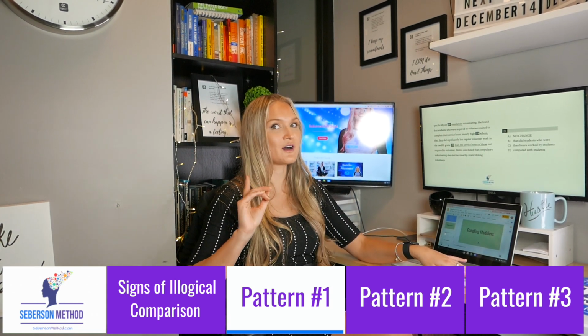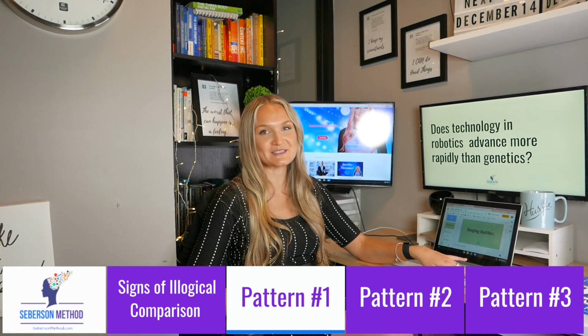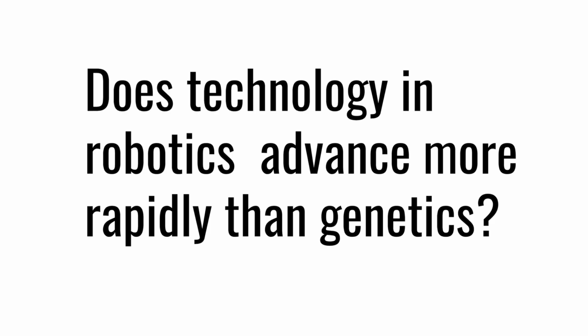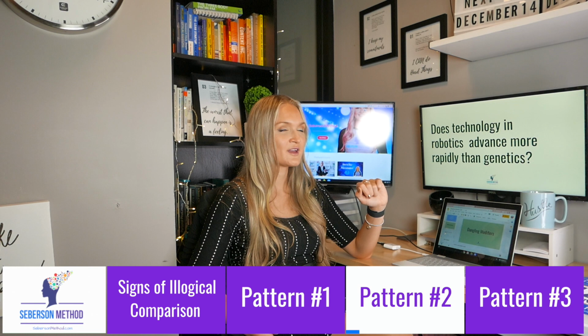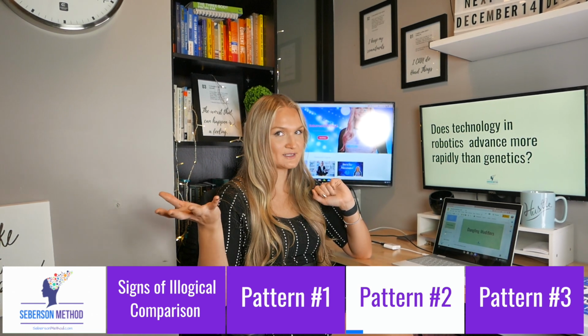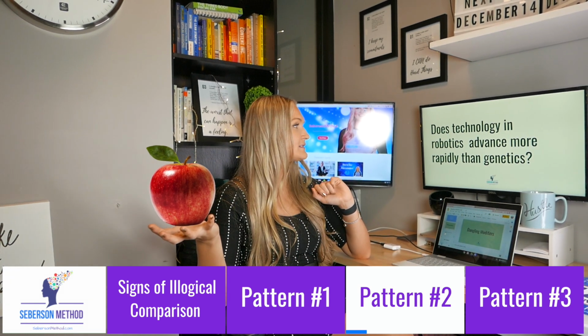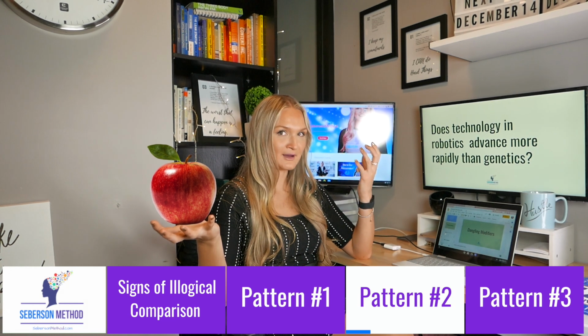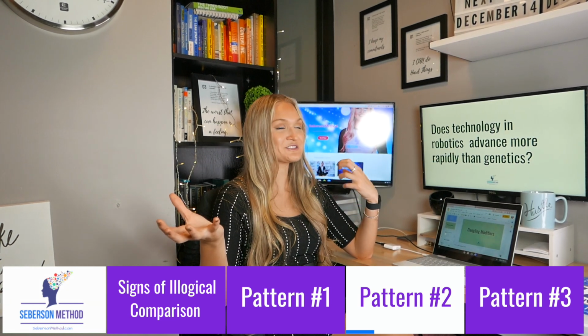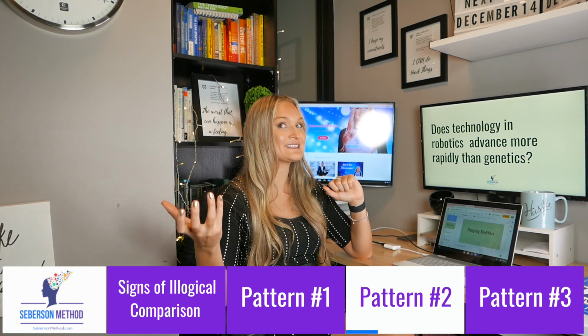Next type of approach, illogical comparison, is going to be tested. Let's first take a look at the sentence. Does technology in robotics advance more rapidly than genetics? What are you comparing? You're comparing technology in robotics, which will be an apple, and genetics, which will be a table. Because genetics is drastically different from technology in robotics.